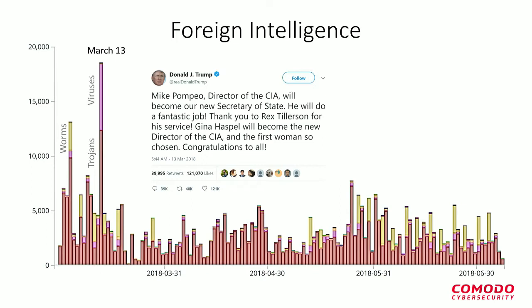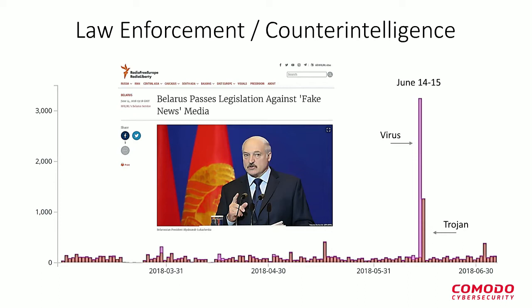So some of it's foreign intelligence, and then some of it on the defensive side. Perhaps I could have used a different slide for this one. We have China, in which June the 4th, the anniversary of Tiananmen Square, stands out just like this spike as the top malware detection day in China for the year. Some of it, again, is cyber espionage, but a lot of it, I believe, is also law enforcement counterintelligence. It's proactive efforts by the Chinese government to defend its information space.